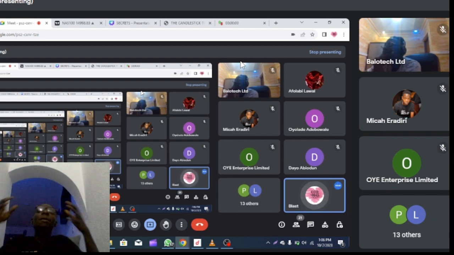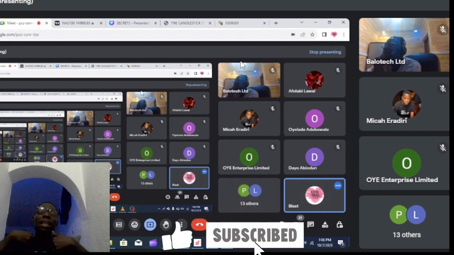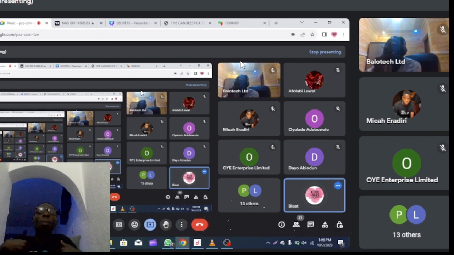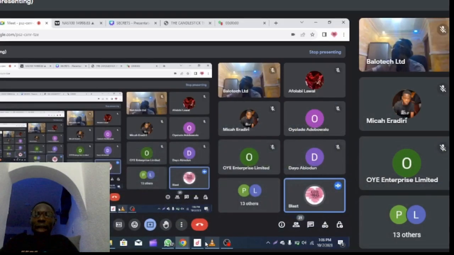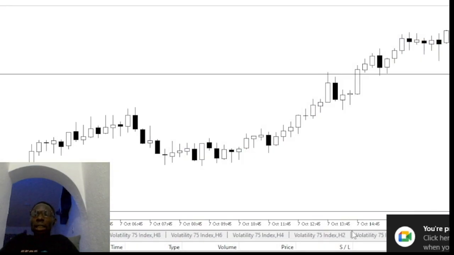So the higher time frames tell us the overall participant. If a particular candlestick, from weekly, the previous week is bullish, what will I be expecting? A bullish candlestick. The next candlestick I will be expecting is a bullish candlestick. I believe you can see my screen. You can see this my chart.